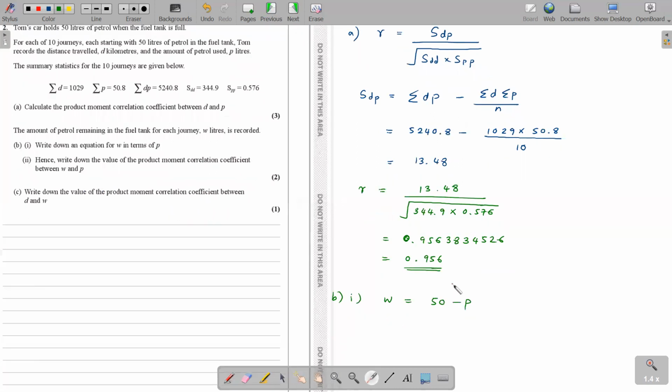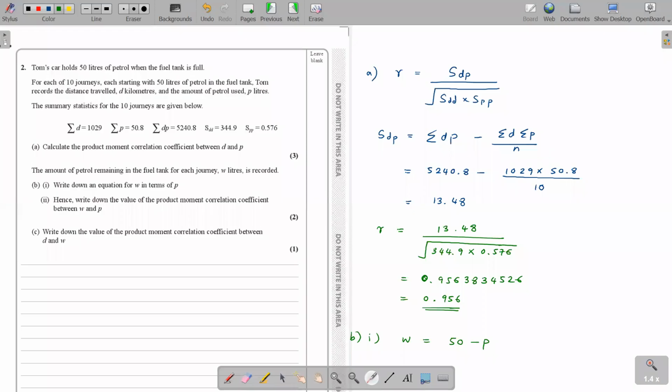So this is basically what they are telling us, that W equals 50 minus P is something like coding, right? You remember coding and the product moment correlation coefficient? So what's the rule? Is the product moment correlation coefficient affected or not affected? In part C they are asking for the correlation between D and W. But in this part, they are asking you to write down the value of the product moment correlation coefficient between W and P. Think about the correlation between W and P.